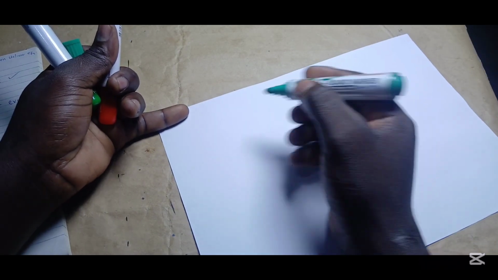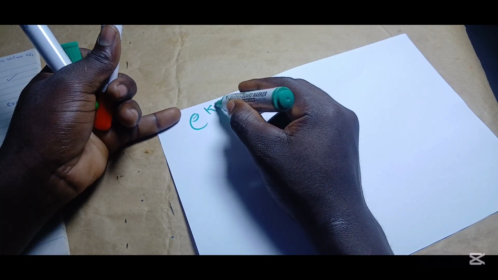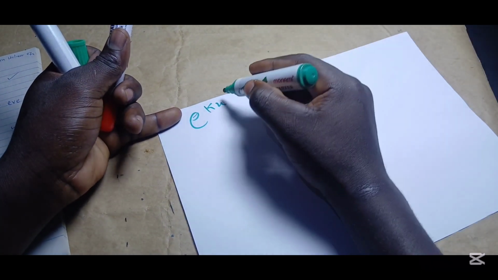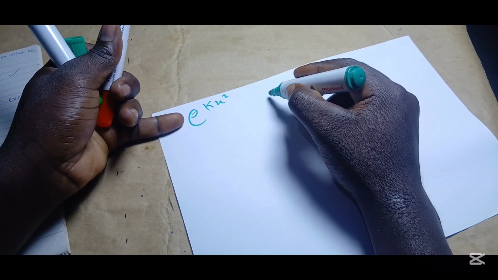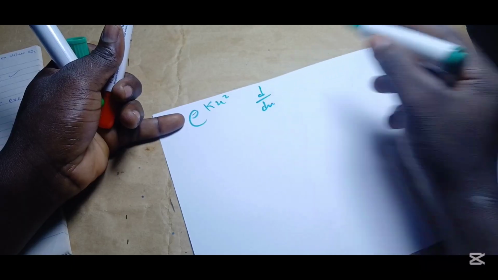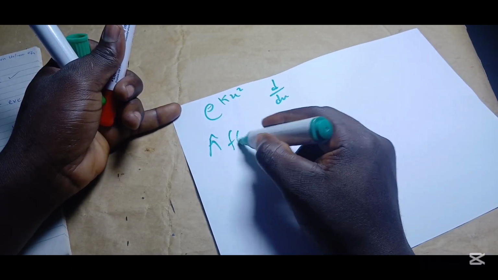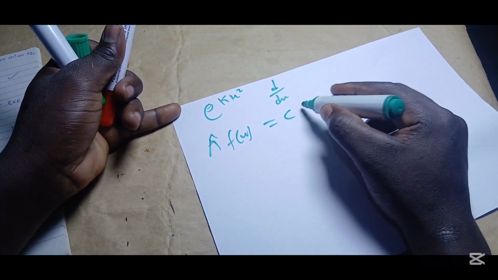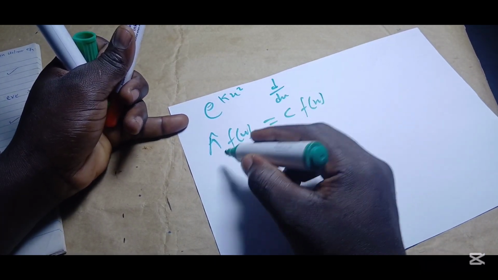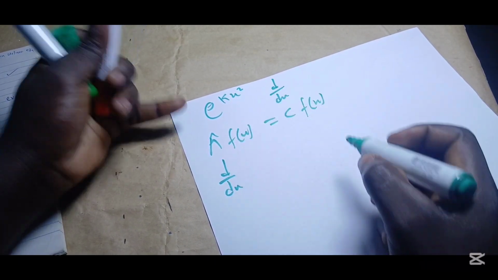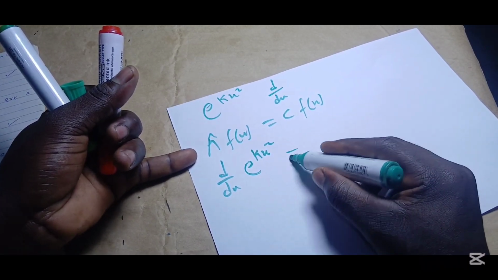Show whether the function e to the power kx squared is an eigenfunction on the operator d dx. An operator operating on the function f of x to give us a constant and the function back means it is an eigenfunction. So here we have d dx operating on e to the power kx squared. Then what do we get?